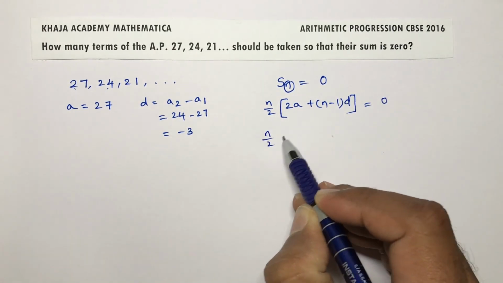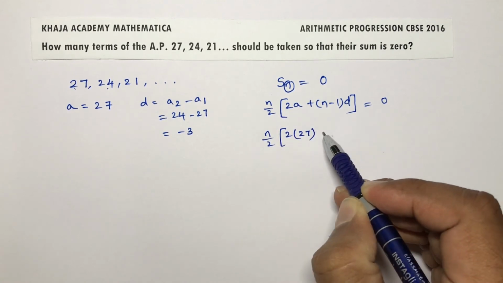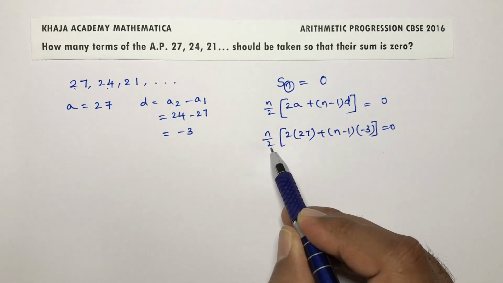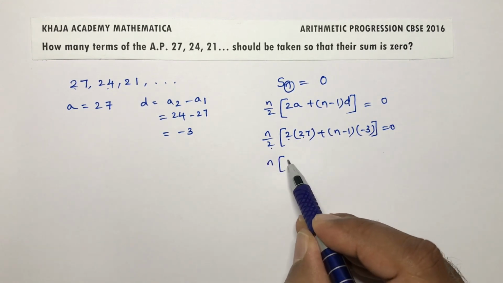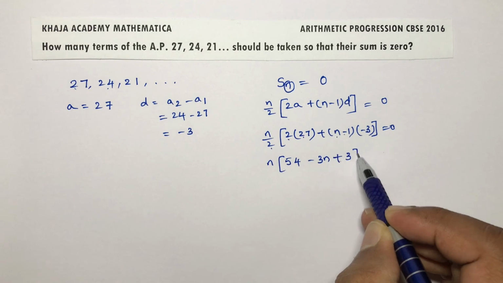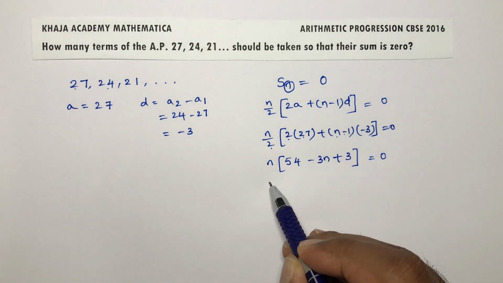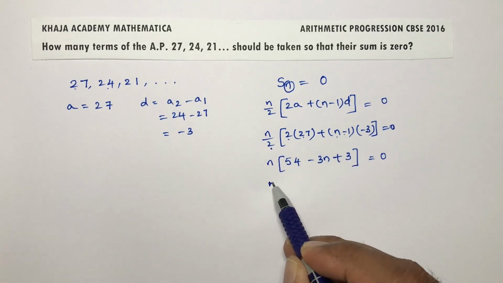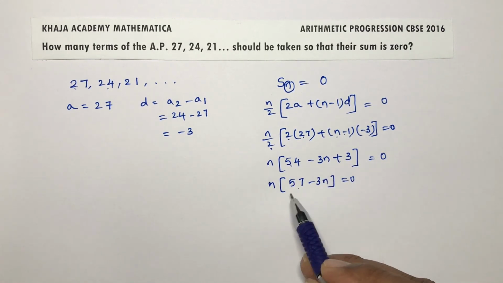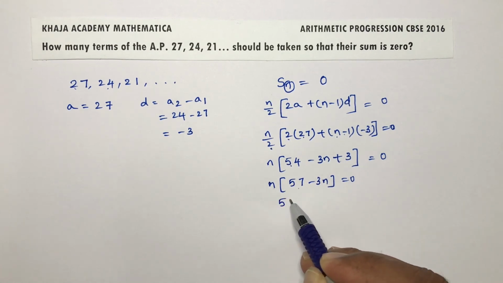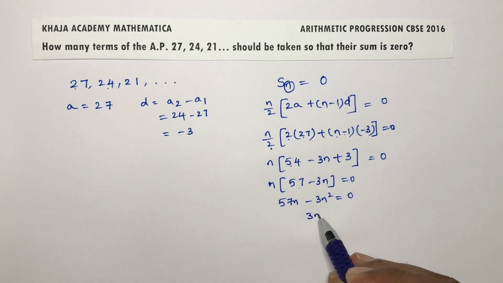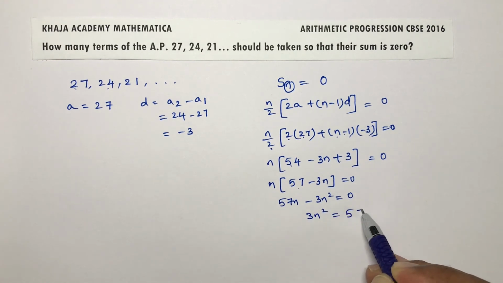So here n by 2, 2 times 27 plus n minus 1 into d, which is minus 3, equal to 0. This 2, if we transpose here, so n into 2 into 27 is 54, minus 3n, minus 3 into n, minus into minus plus 3 into 1, 3, equals 0. Now this 2 into 0 is 0. n into 54 plus 3, 57, minus 3n equals 0. You can multiply or directly transpose the n value. Otherwise, multiply: 57n minus 3n square equals 0. So if we take this towards the right side, 3n square equals 57n.